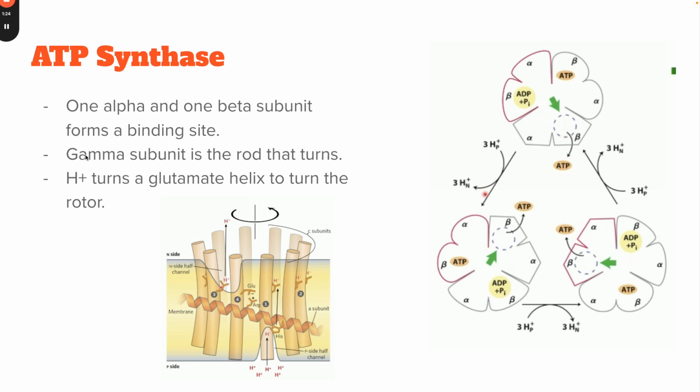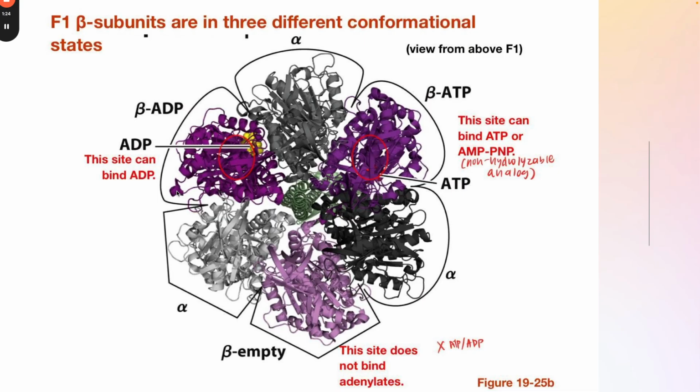Yeah, and so the gamma subunit is what turns the ATP synthase wheel, and that's what's going to generate our molecules. And then the proton gradient from these 4 complexes is going to turn a glutamate helix, and that's also going to propel that rotor in order for ATP synthase to work. Once again, this is just another representation of the F1 subunit with all of the different configurations.